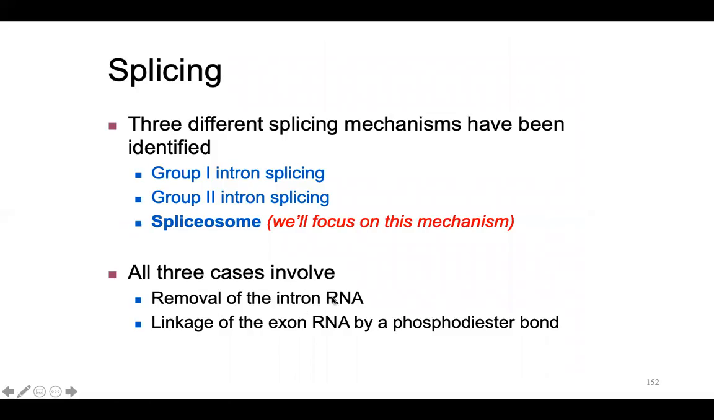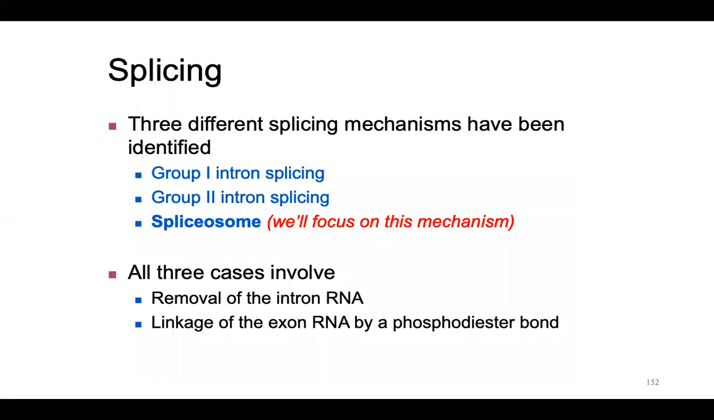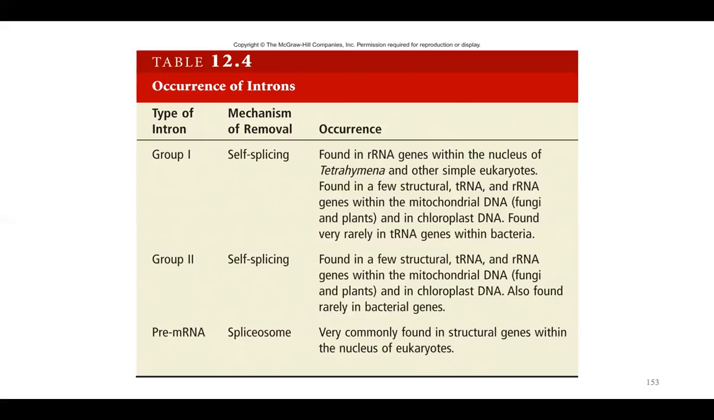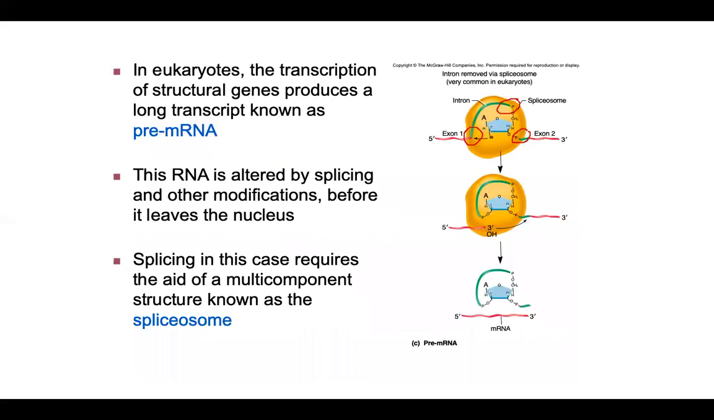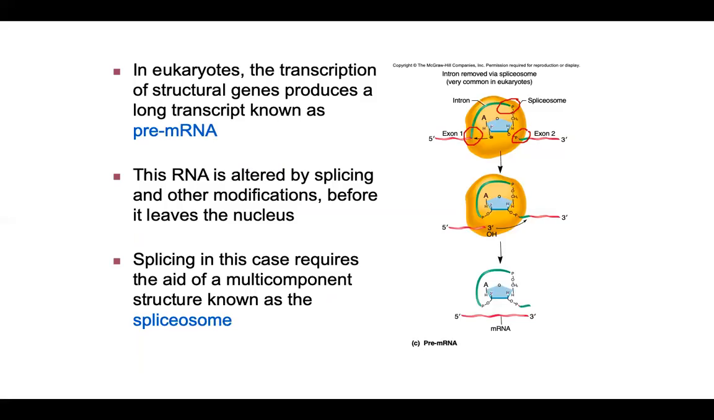All of these three cases involve the removal of the intron RNA and the linkage of the exon RNA by a phosphodiester bond. So we have different types of intron splicing. If you have a group 1 intron, the mechanism of removal is self-splicing. Group 2 is through self-splicing as well. For pre-mRNA, it's through a spliceosome. It's very commonly found in structural genes within the nucleus of eukaryotes. So let's discuss the spliceosome because it's one of the most commonly found in structural genes in eukaryotes.